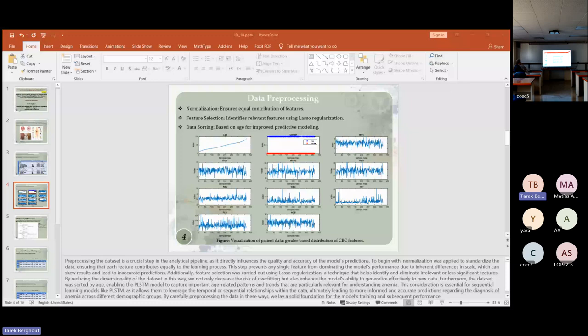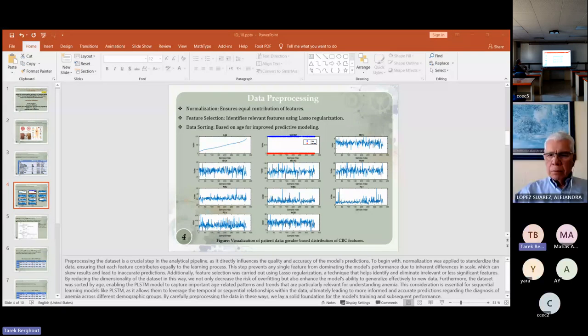The introduction of a projection layer in PLSTM is a key innovation, allowing the model to train more efficiently with reduced computational requirements. This efficiency makes the PLSTM not only more accurate, but also faster, which is crucial for real-time diagnostic applications, where quick and reliable predictions are essential for patient care.